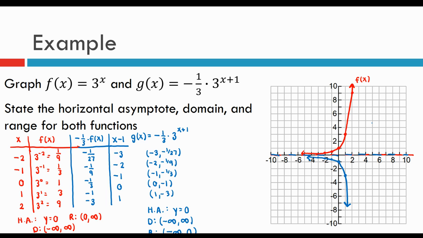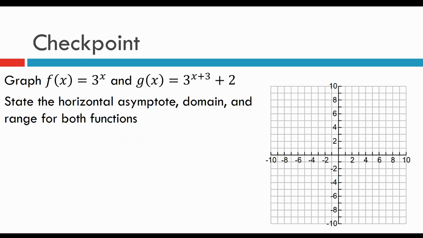Okay, so I would like you guys now to pause the video and try this checkpoint problem. So you're graphing two graphs. We've got f of x equals 3 to the power of x again, but then now we have g of x equals 3 to the x plus 3 power, and then plus 2. Once again, state the horizontal asymptote, domain, and range for both functions.